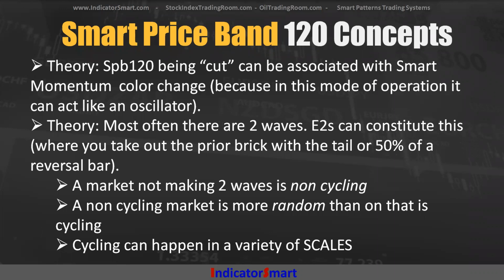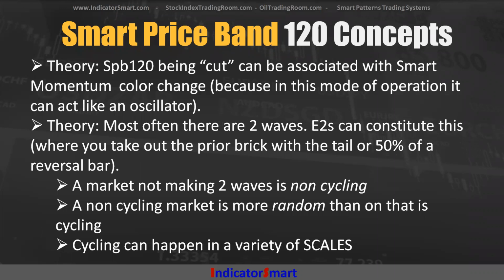If a market is non-cycling, it's more random than not. Why? Because once it encompasses, players in different timeframes don't know what to do. That's a different trading environment than a market that's cycling, and cycling can happen in various scales, which is super important. Going back to theory number two, various scales: most often there are two waves.